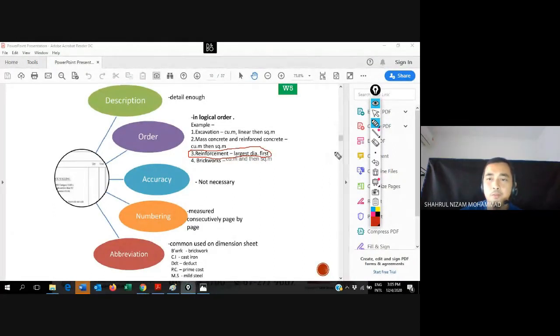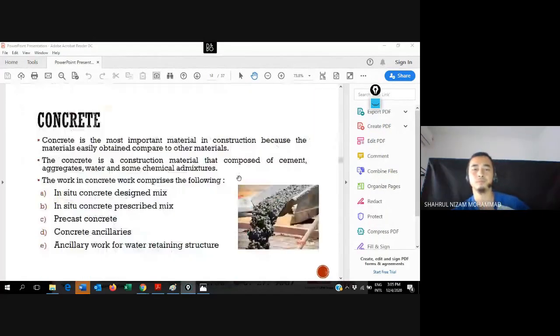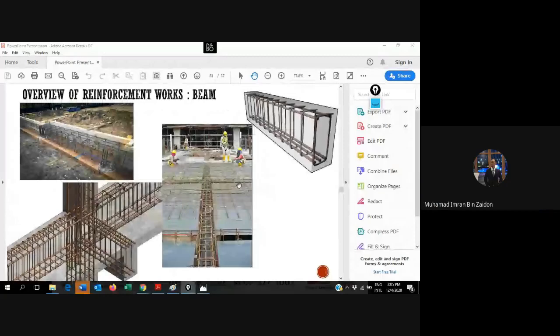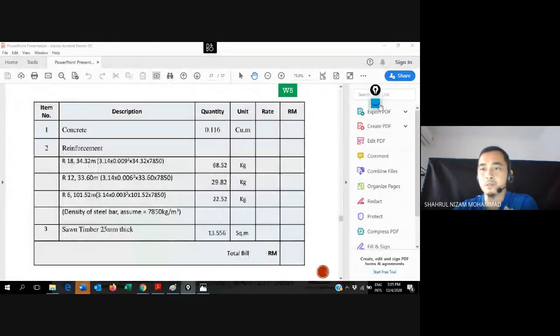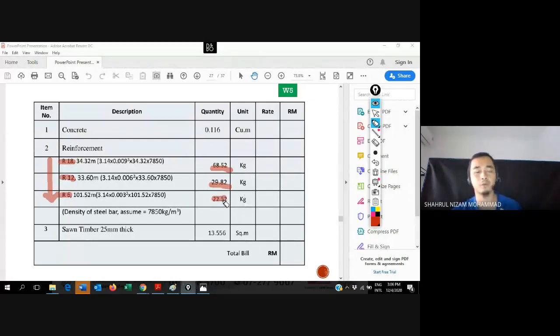So that's why in the BQ, we arrange like this. First R18 because it's the largest reinforcement, followed by R12, and then the last one is R6, the smallest. Okay, so this is the rule that you need to follow when you prepare your BQ. And then you just take from your taking off, R18, 68, R12 is 39.82, and R6 is 22.52 kilogram.